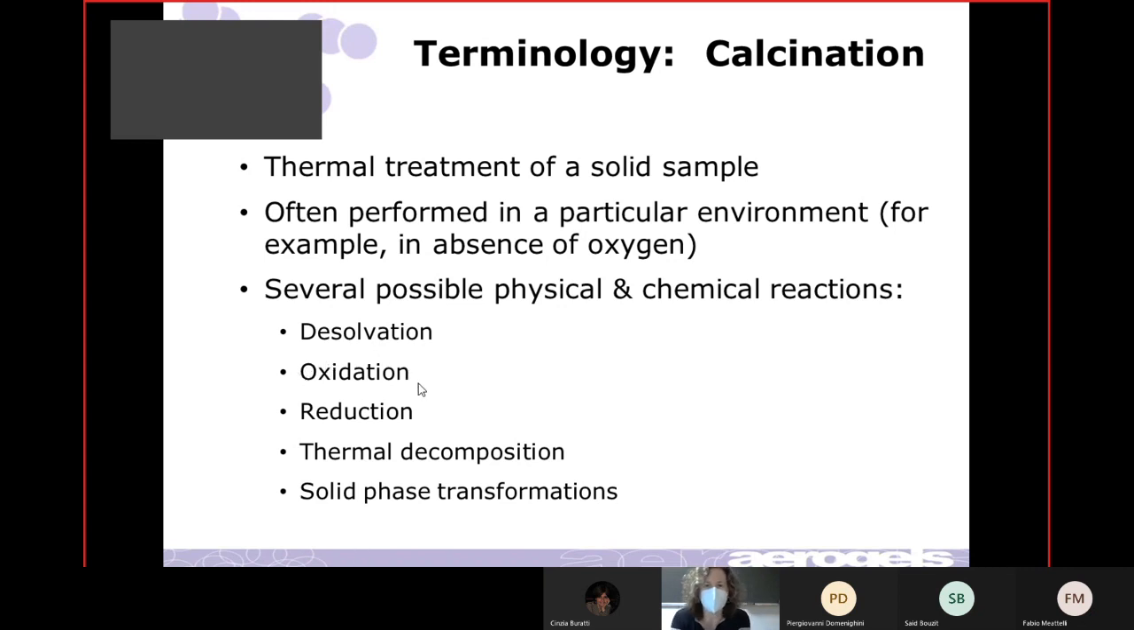You could also have, within the chemical mixture of the material, things that could also undergo oxidation-reduction reactions. The question is what's in the atmosphere surrounding the sample and what's in the sample itself. So you could have some oxidation-reduction chemistry happening. We could have thermal decomposition happening.